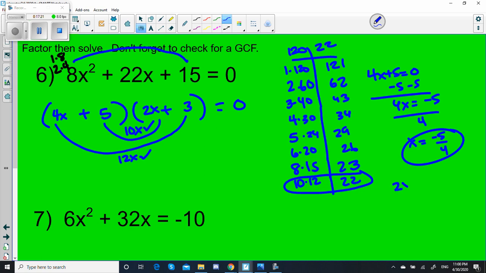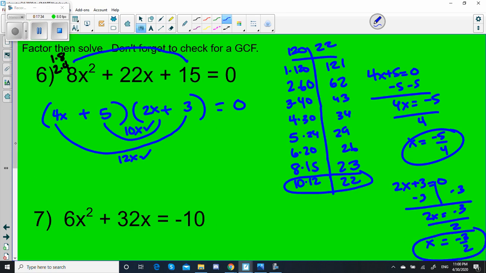And the other one, 2x plus 3. First I subtract 3 on both sides, and then I divide by 2. So negative 3 over 2, or negative 1.5 if you're a decimal person.